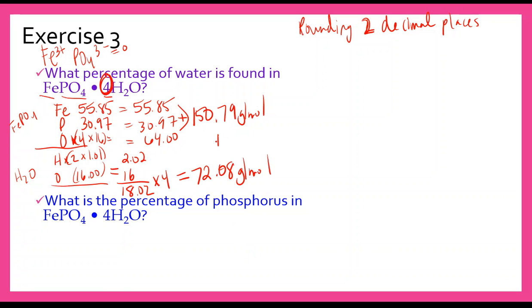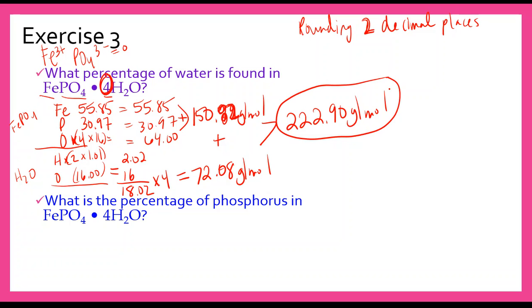Now we can figure out the entire molar mass. The entire molar mass is 150.97 plus 72.08. Did I calculate that right? Let me see. Oh, this is 150.97. I think I did that wrong. I put this in my calculator wrong. Sometimes I punch numbers incorrectly as well. So I'm getting 222.90 grams per mole. This would be for the entire compound.